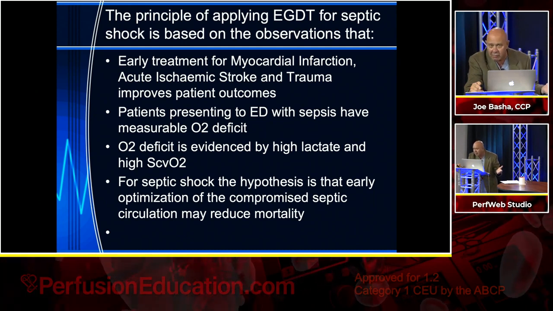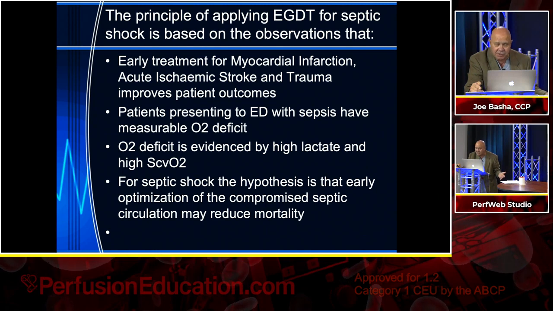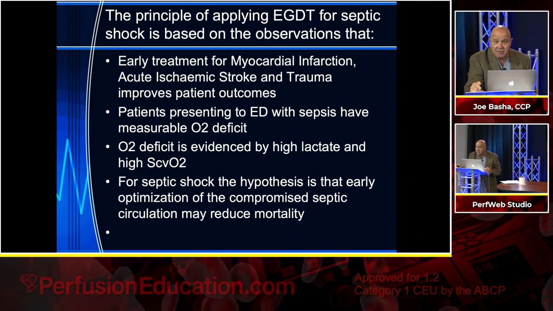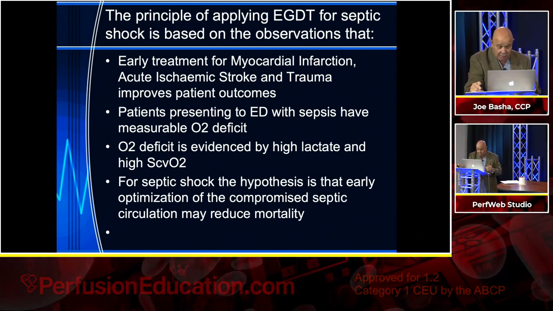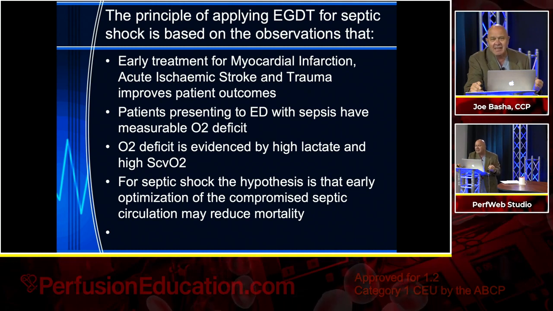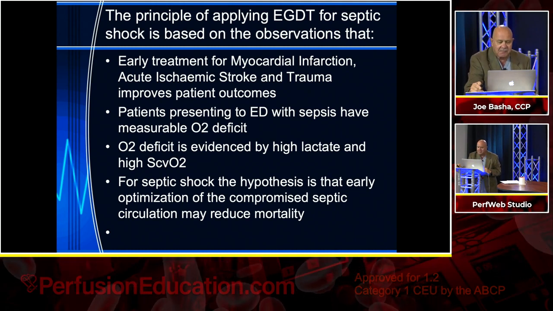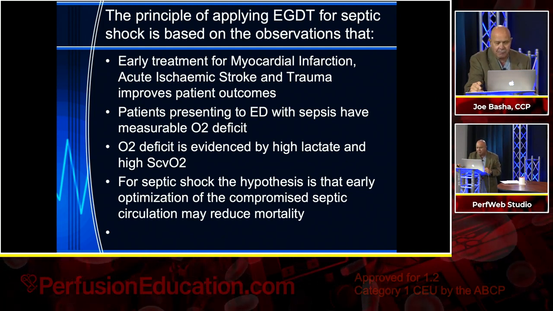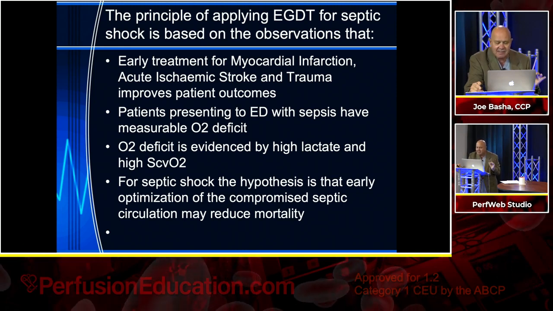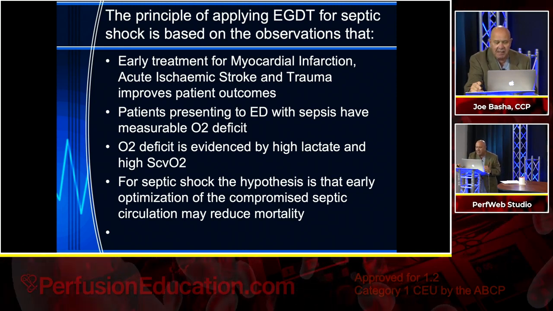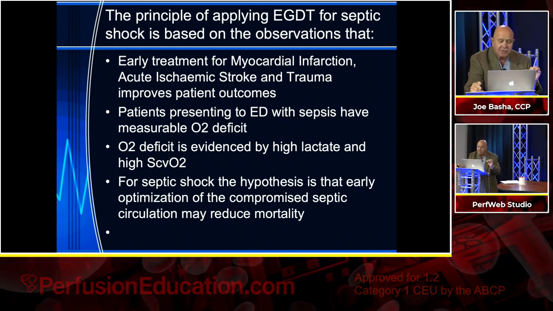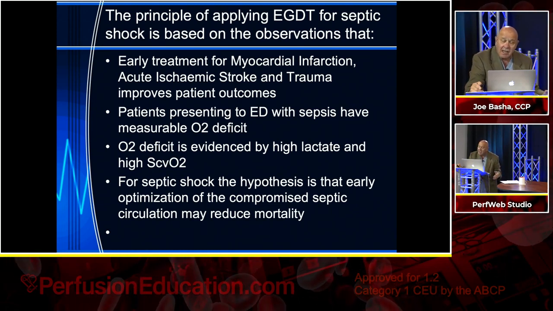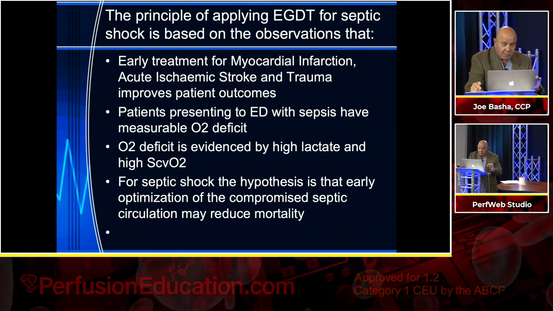Kind of like what we hear about the golden hour on the battlefield. If they can get the soldier who's been critically injured to a field hospital within that hour, their chances of survival go up very significantly. Patients presenting to the emergency department with a diagnosis of sepsis have a measurable O2 deficit. This is understood, right? For septic shock, the hypothesis is that early optimization of the compromised septic circulation may reduce mortality. That basically means improving DO2. At the end of the day, in my view, that's what this is all about.